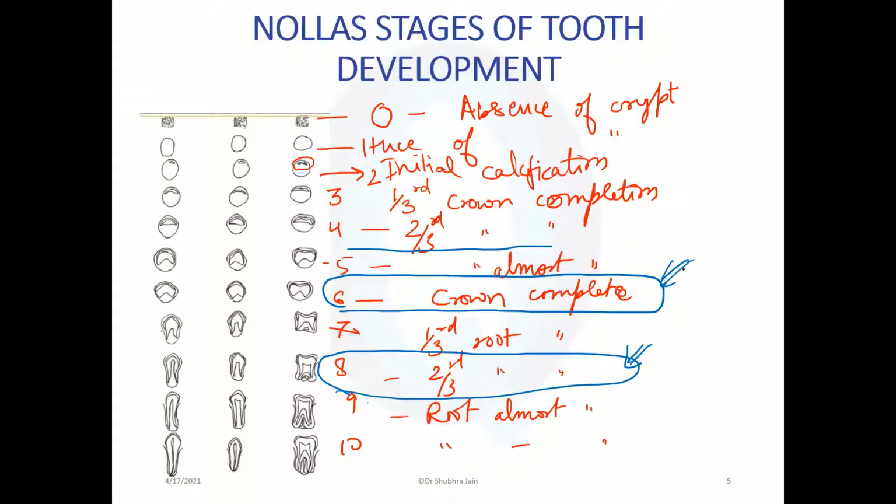So first is crown complete. Crown complete means the crown is almost complete here. Crown is complete and the root formation started. So this is the stage when the eruption starts. Eruption of tooth starts within the bone. Okay, and 8 is the stage when, okay, I'll just show you this example.